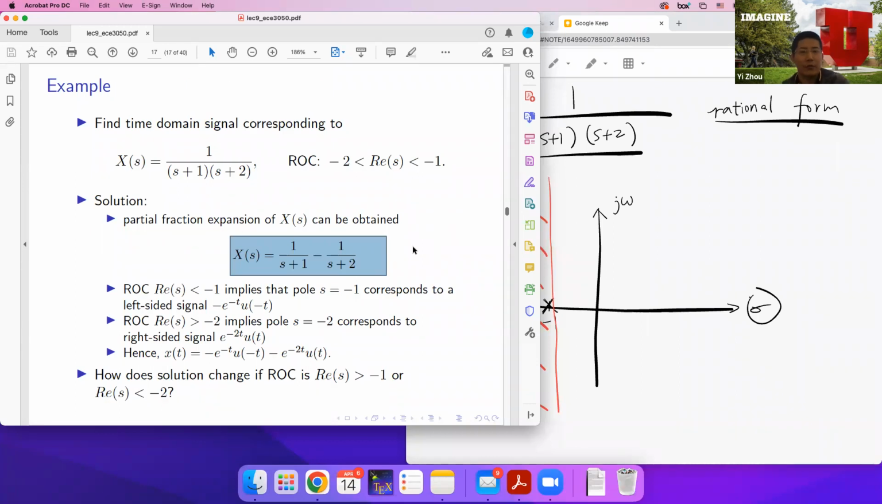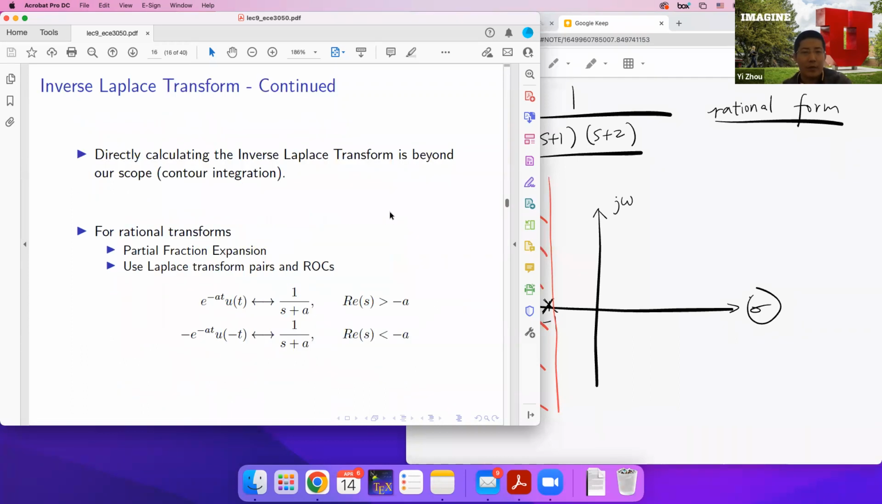However, the only thing that you need to pay additional attention to is the region of convergence. Because when you apply these transformation pairs, you have to specify the region of convergence. So that's the only difference. Otherwise, these two signals have the same Laplace transform, so you will not be able to tell which signal you are looking at. So the key is to identify the correct region of convergence.